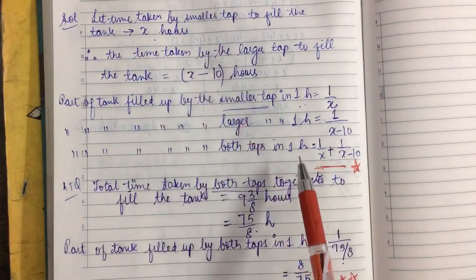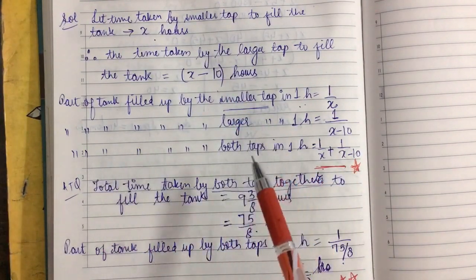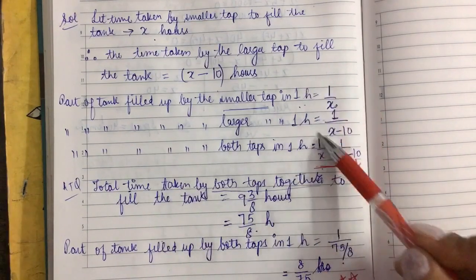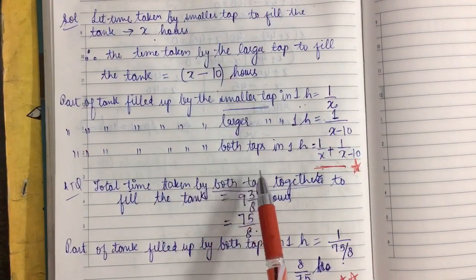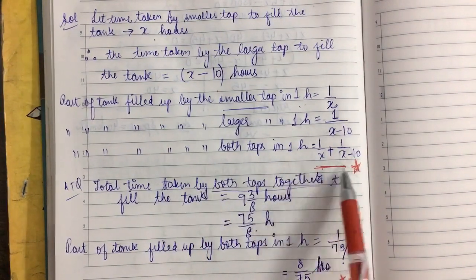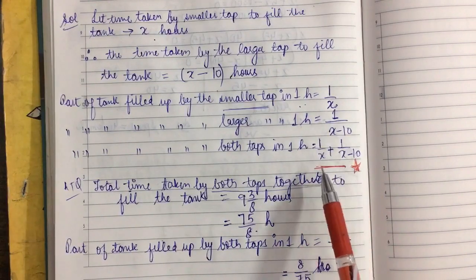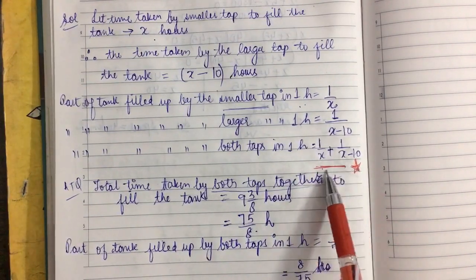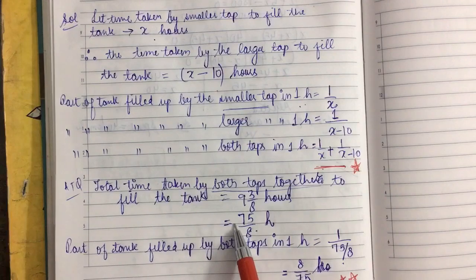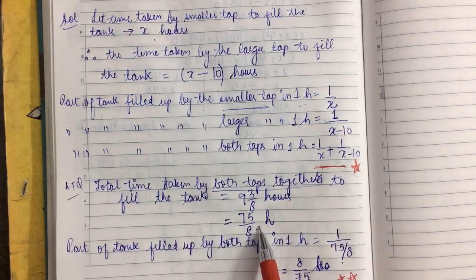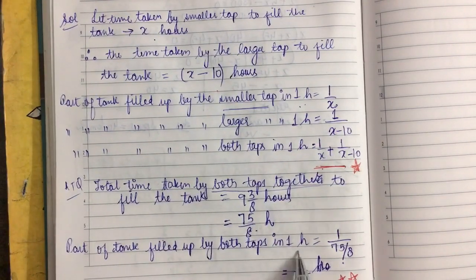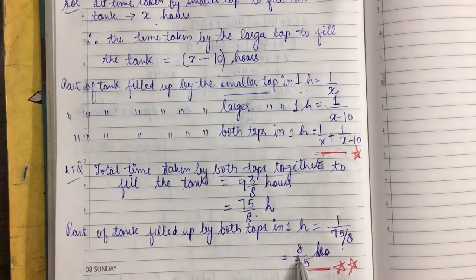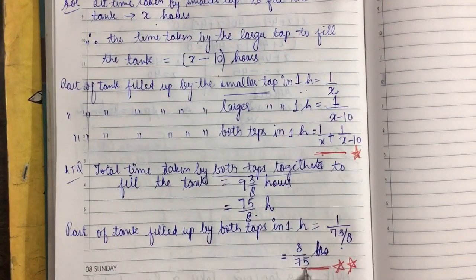From here we calculated how much part they are filling in 1 hour each. Combining these, we can calculate how much part of the tank is filled by both taps in 1 hour. So this is what we get. This value is based on the assumed values. But according to the question, this is the total time taken by the taps. If we use this value, then we can find out what part of the tank is filled by both taps in 1 hour. So this is the answer obtained if we use the time from the question.